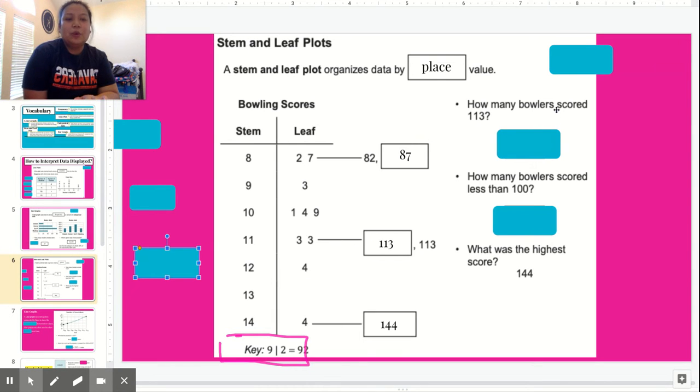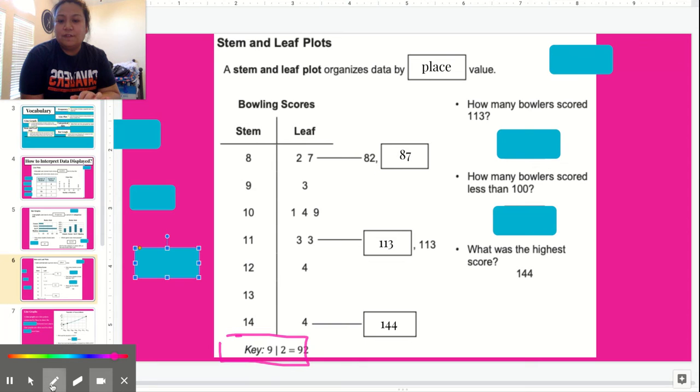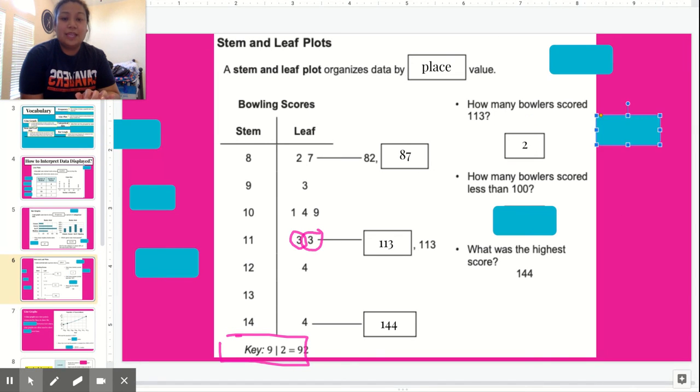How many bowlers scored 113? In order to figure that out, we know that this right here represents 113. So we have 1 and 2. Let's see if we are right. Yes, we're right. So there are 2 bowlers that scored 113.